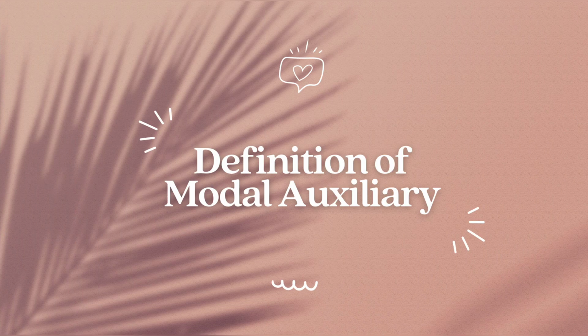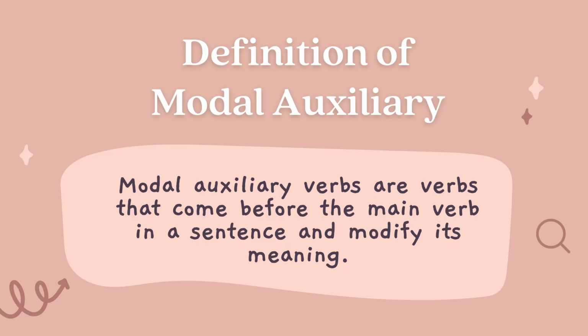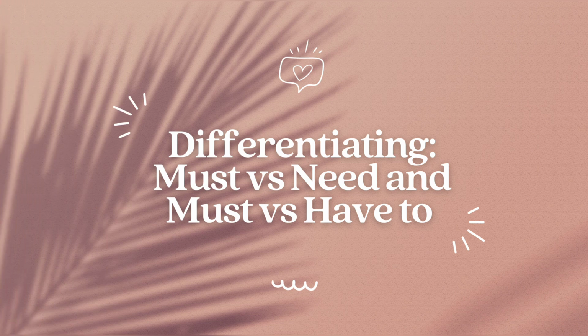Okay, next. The first session is definition of modal auxiliary. Modal auxiliary verbs are verbs that come before the main verb in a sentence and modify its meaning. Next, the second session is differentiating must versus need and must versus have to.